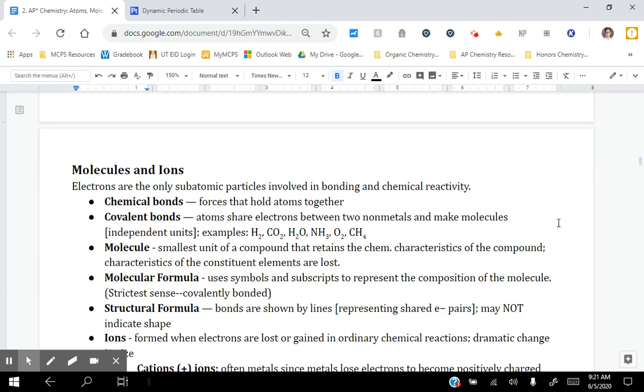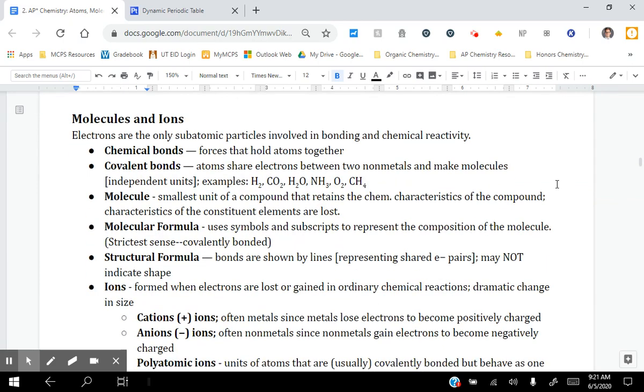Okay, welcome back. One thing I wanted to discuss before we end this lesson is just some vocabulary on molecules and ions. This vocabulary will prepare us for next time when we talk chemical nomenclature.